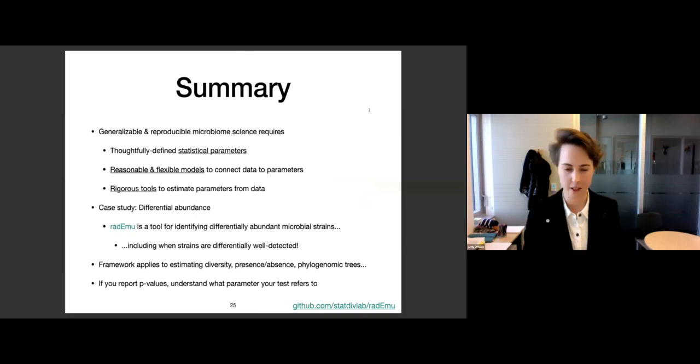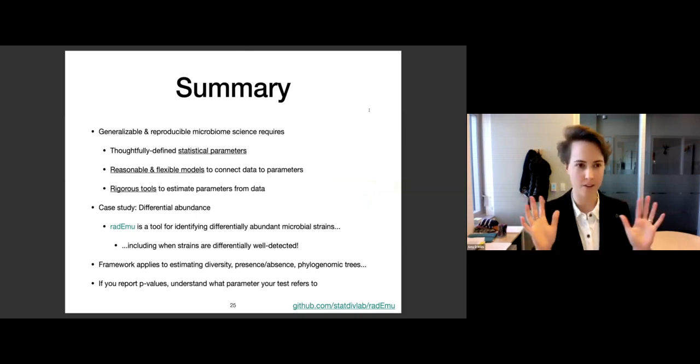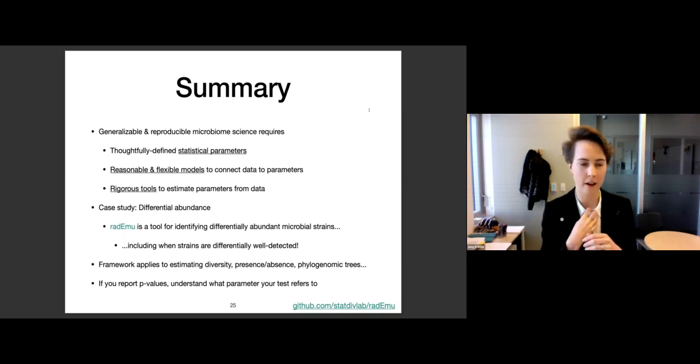Let me just summarize the key points that I've tried to bring up today. My view is that if we want to use microbiome science to learn about ecology and evolution, so to make generalizable statements that can be reproduced across studies, we really need to be thinking about what statistical parameters we care about.